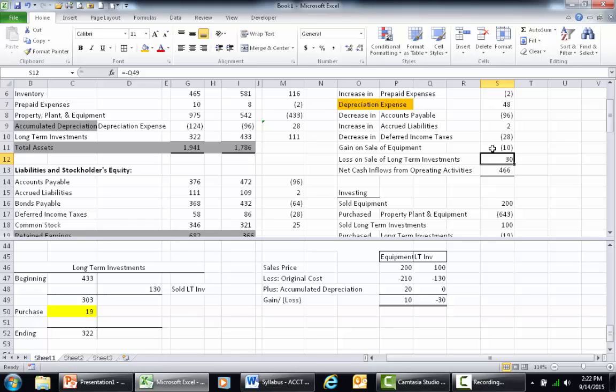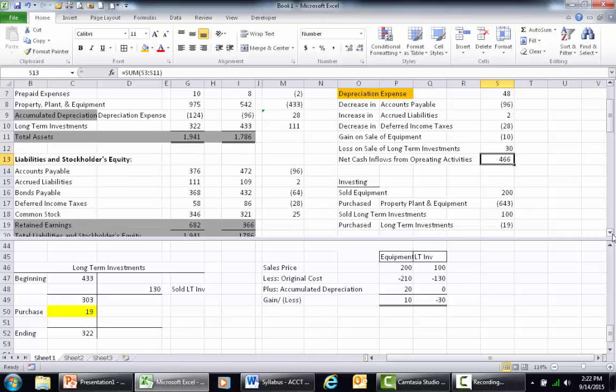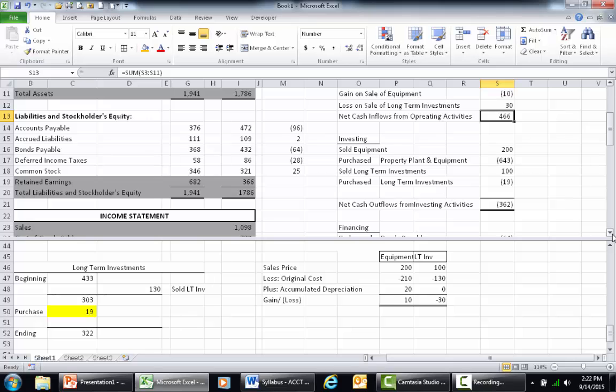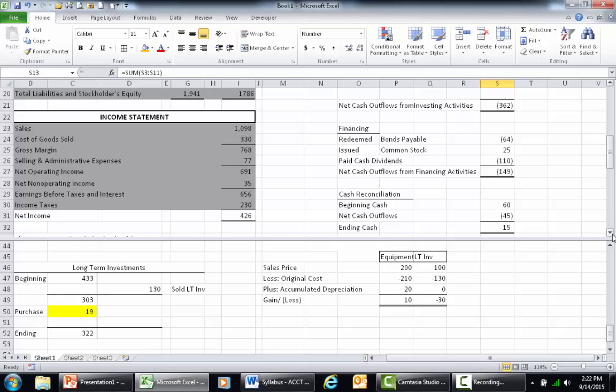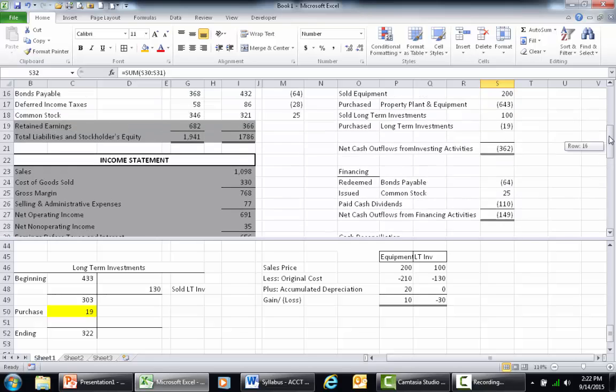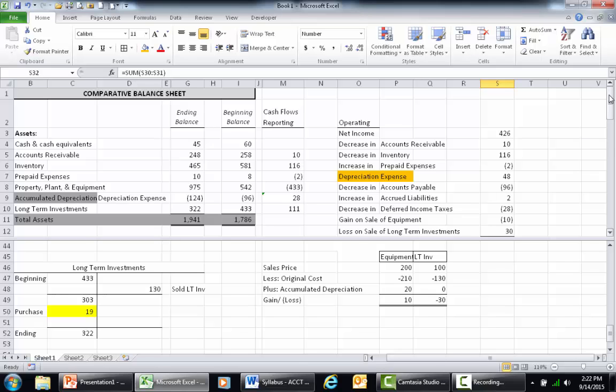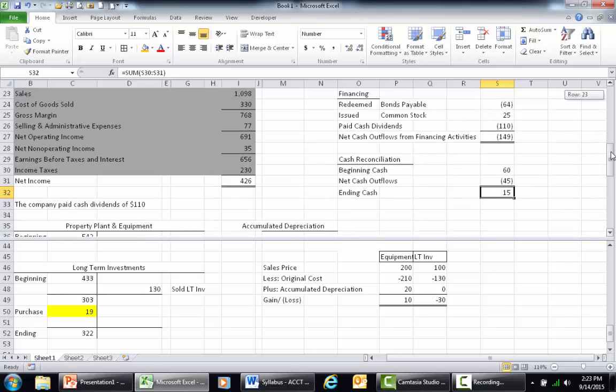And this brings us out to a positive 466 now for the operating section, negative 362 for investing, negative 149 for financing. Notice the financing didn't change with any of those adjustments. Our beginning cash was still 60. After all of the changes, they still netted out to a negative 45, and the ending cash is still 15. If you look back up on that cash reconciliation.